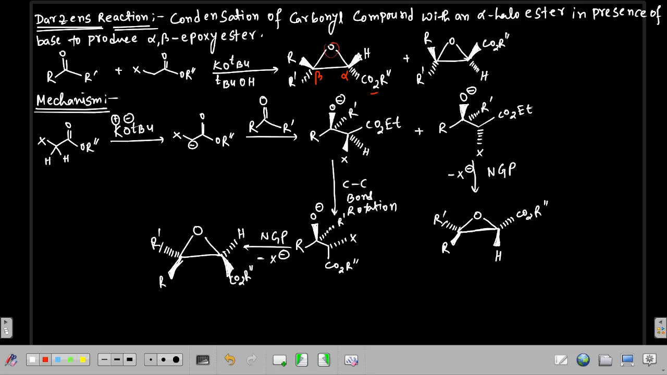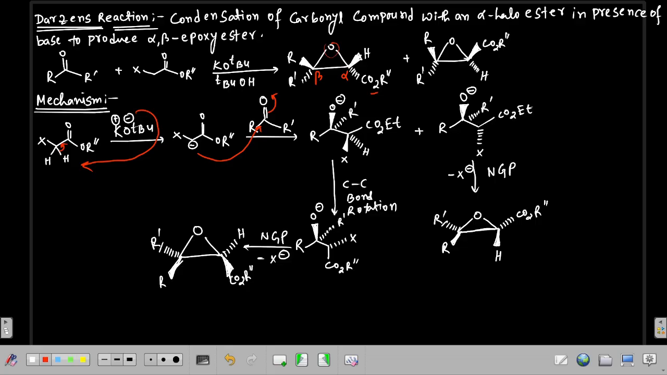First we'll start with the alpha-haloester in the presence of a base, that is potassium tert-butoxide. It will abstract this proton, and it leads to the formation of this anion. This anion will react with this carbonyl group, and now it will give two diastereomers, where this halide and this alkoxide ion will be on the same face, or this halide and this alkoxide ion will be on different faces, like the opposite face.